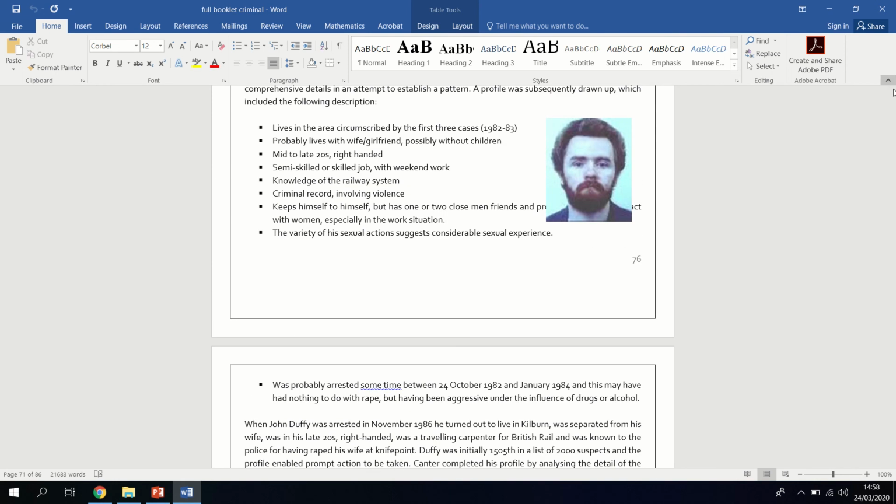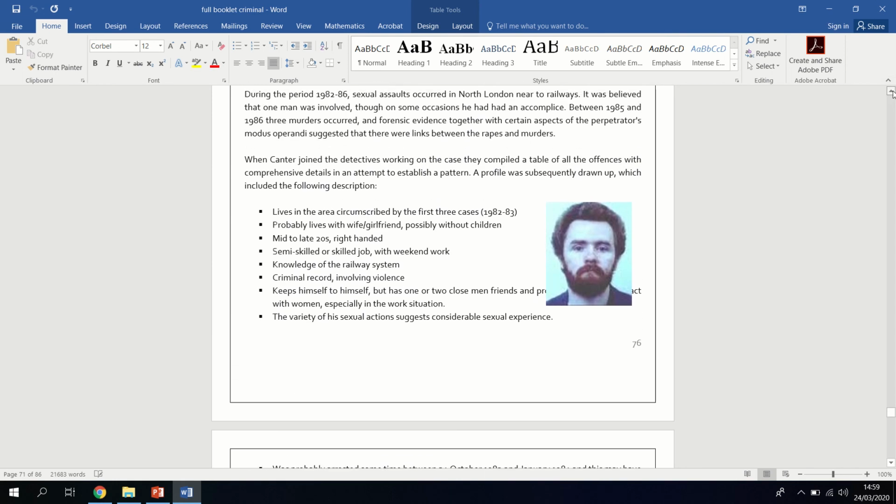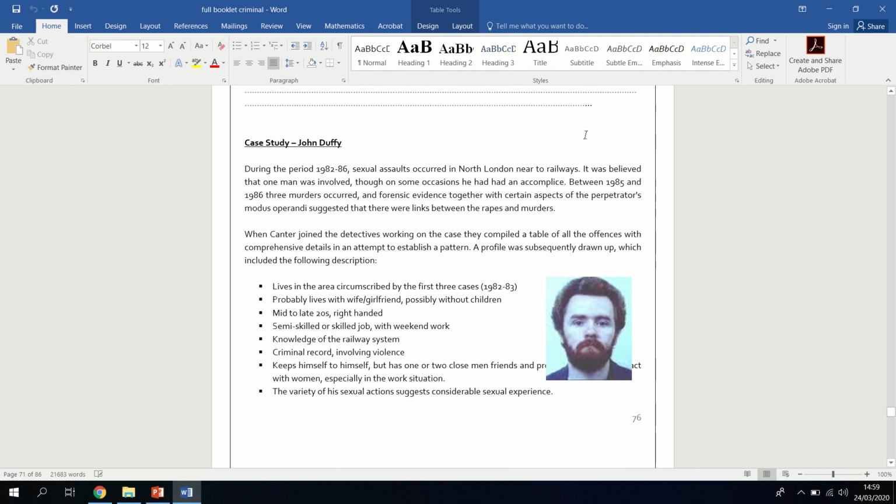So John Duffy was basically a criminal in North London, and he sexually assaulted people near railways in London. It was believed that one man was involved, though on some occasions he had an accomplice. Between 1985 and 1986, 3 murders occurred, and forensic evidence, together with certain aspects of the perpetrator's modus operandi, suggested that there were links between the rapes and murders.